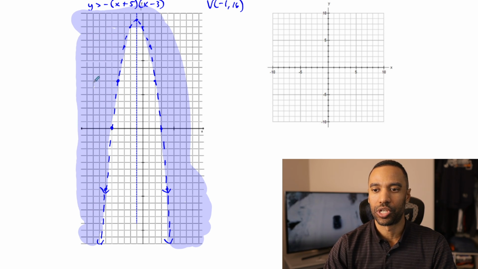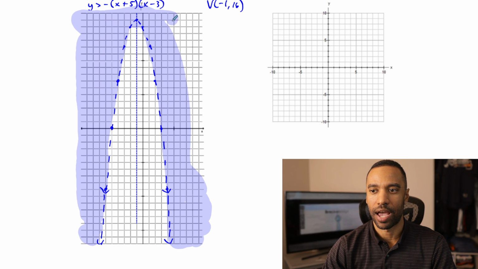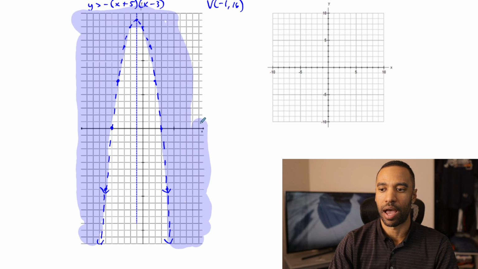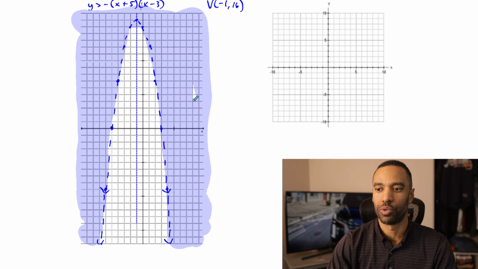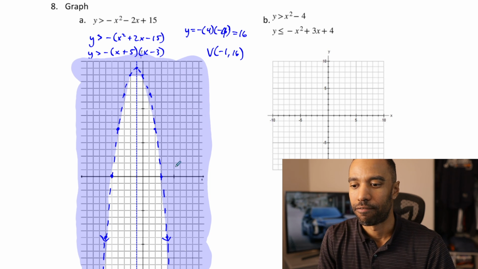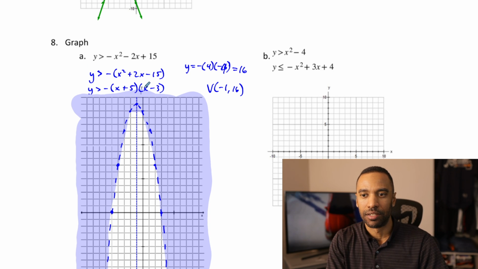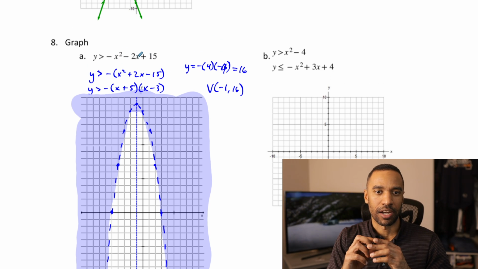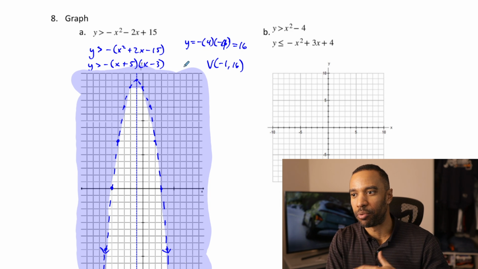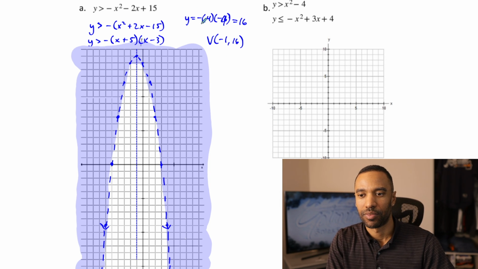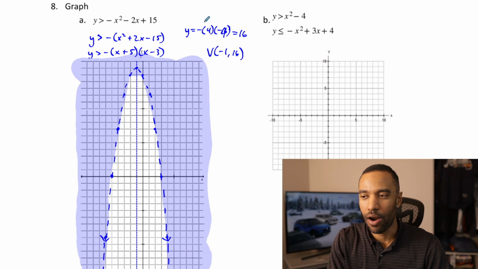All these are solutions to this inequality. Any xy's that exist outside of the parabola of the curve will make a true statement for this thing. If I plugged in 5, 11, this would make a true statement. The y would be greater than whatever I'd plug in 5 for that. And there's the graph. All right, part B.